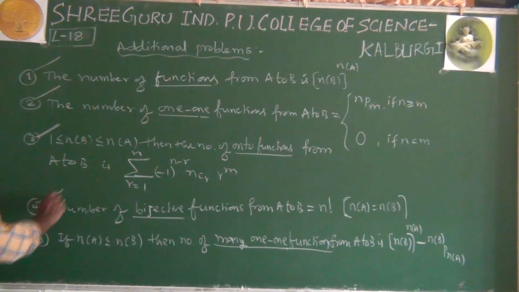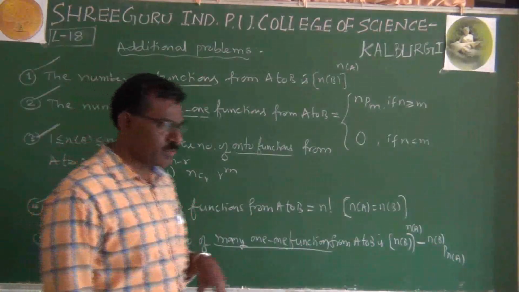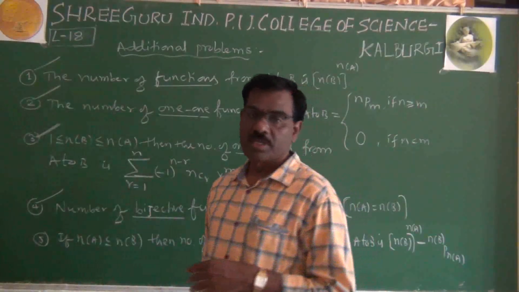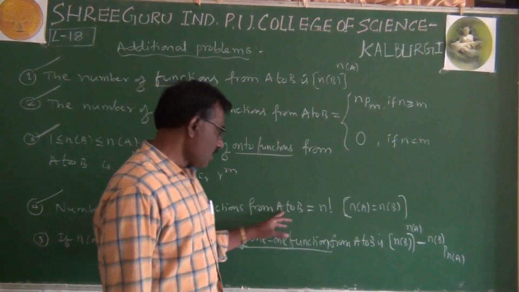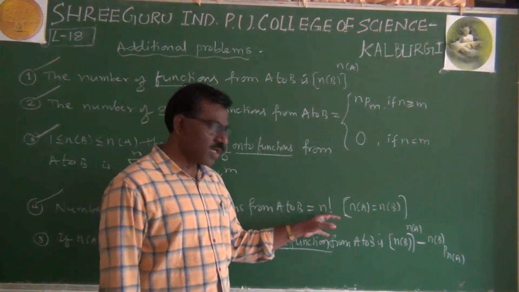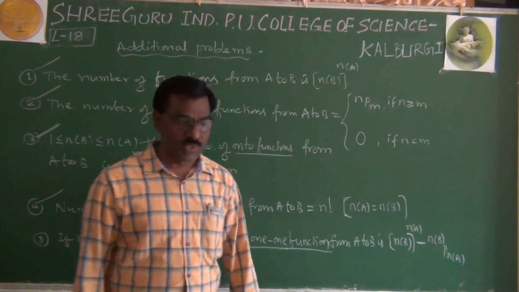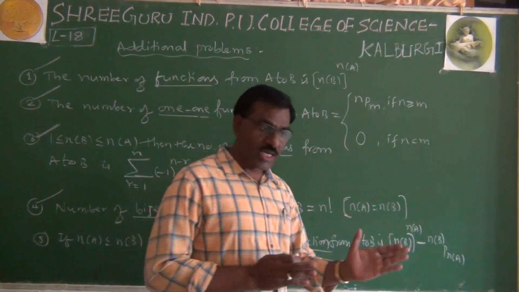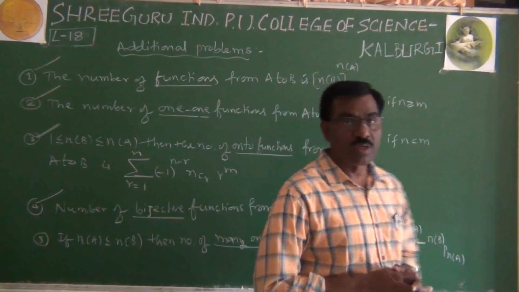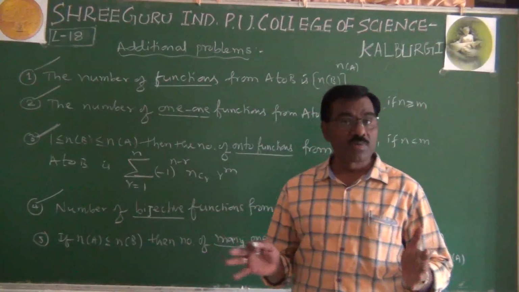And the fourth point, number of bijective functions. The number of bijective functions from set A to set B is n factorial. Even if you write m factorial, so n of A equals n of B. The number of elements of set A is equal to the number of elements in set B.